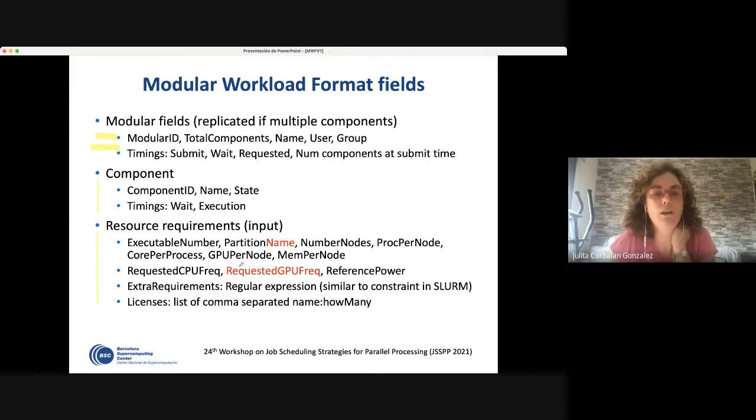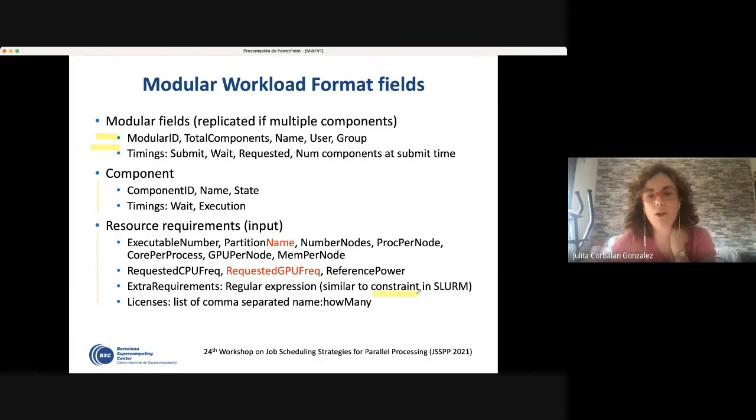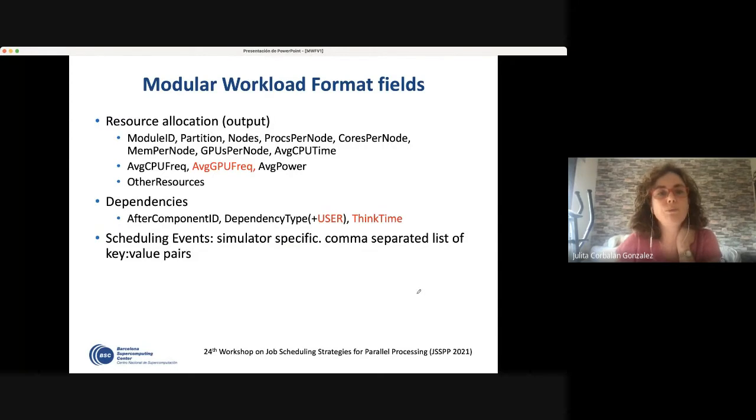We propose, for instance, to add something like extra requirements, and then here mostly everything can be included, because our proposal is to use regular expressions. And again, we base that proposal on the flag already existing in Slurm, which is a constraint, so you can add ands, ors, etc. It's really, really powerful, okay?